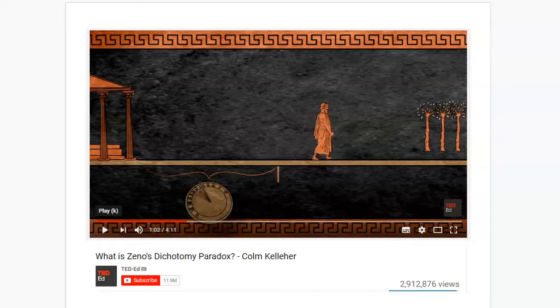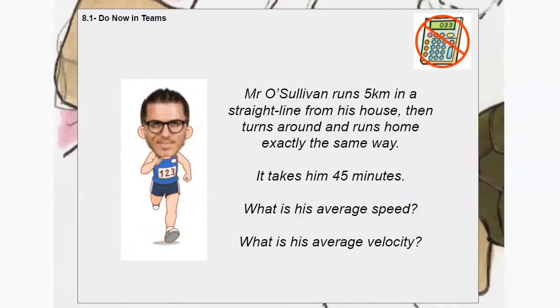So first thing I want you to think about is this problem with Mr. O'Sullivan. So take a moment. Mr. O'Sullivan's running 5 kilometers in a straight line from his house, and then he turns around and runs home exactly the same way. And overall that takes him 45 minutes. What I want you to think about is, what is his average speed and what is his average velocity? You should have numerical answers for both of those.